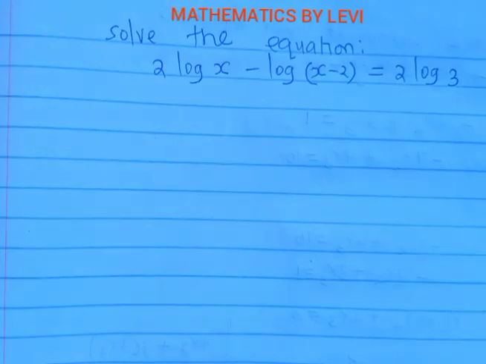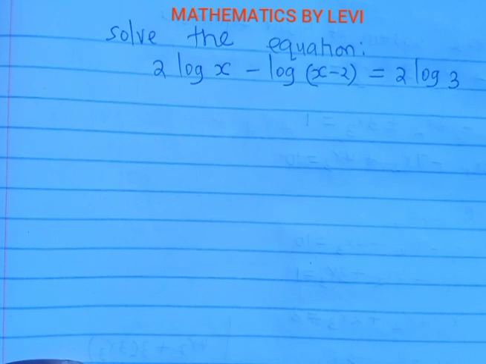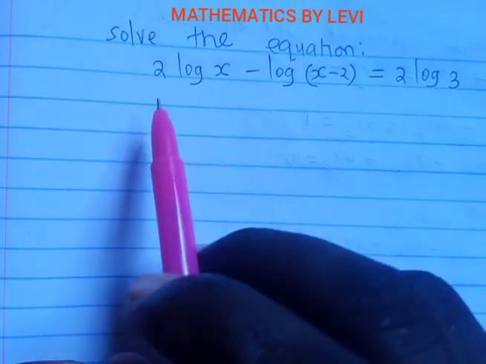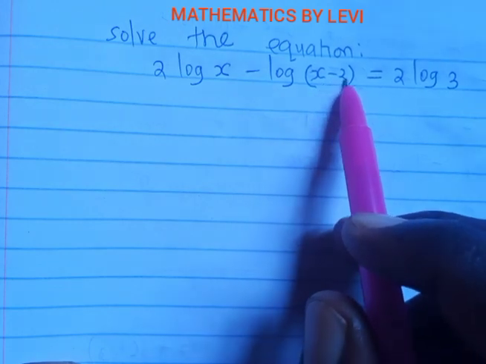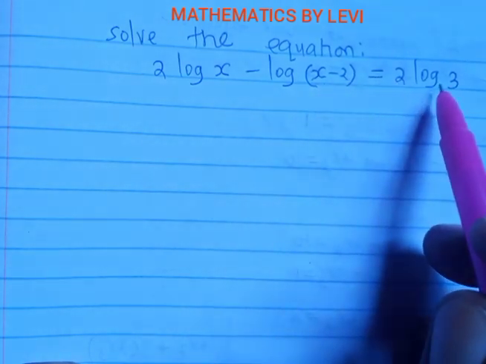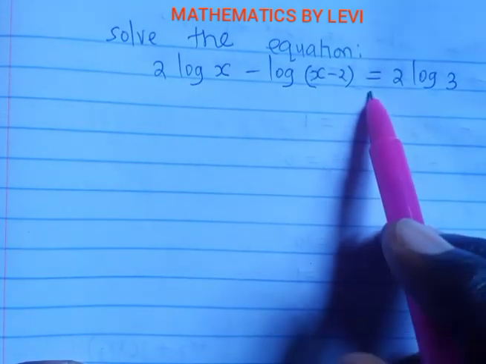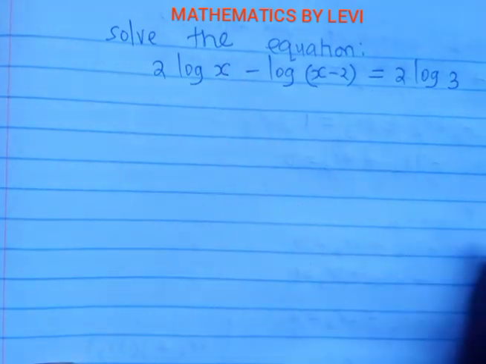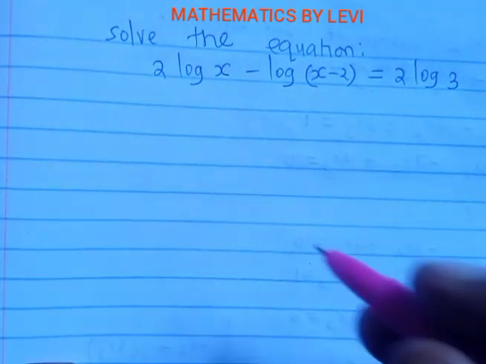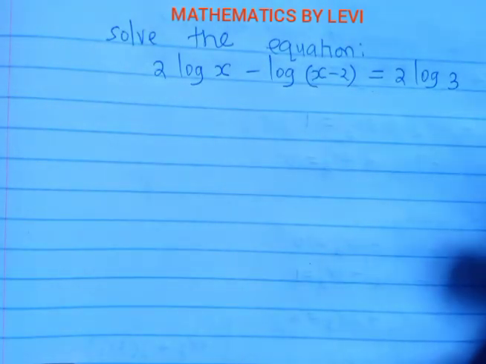Distinguished ladies and gentlemen, let us have a look at this question: solve the equation 2 log x minus the logarithm of (x minus 2) equals 2 log 3. Now, this is a question of further logarithms, a logarithmic equation, and therefore we need to solve for the value of x. This is what we shall do: we shall apply the laws of logarithms.